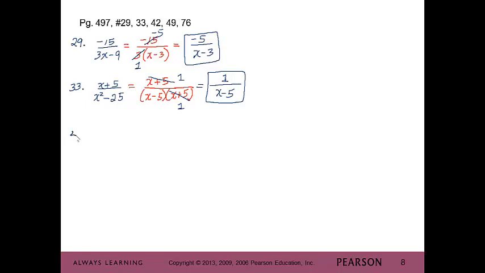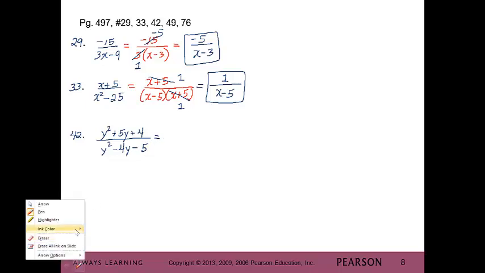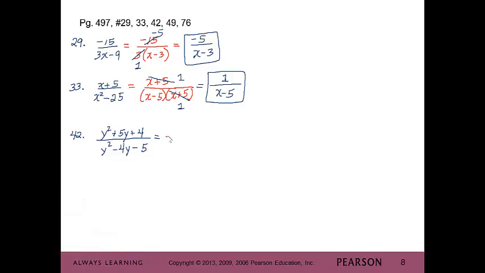Let's keep going. Let's look at number 42. And we have y squared plus 5y plus 4 divided by y squared minus 4y minus 5, and let's start by factoring the numerator and the denominator. So these are both product and sum. The leading coefficients are 1 and 1. So let's start by factoring the first. So we have y squared plus 5y plus 4.